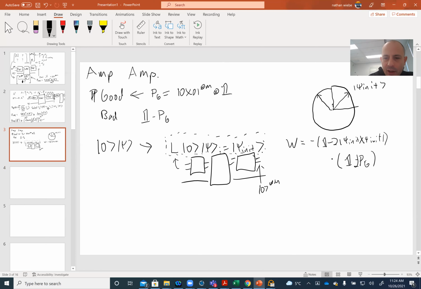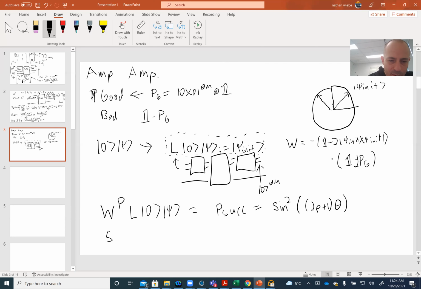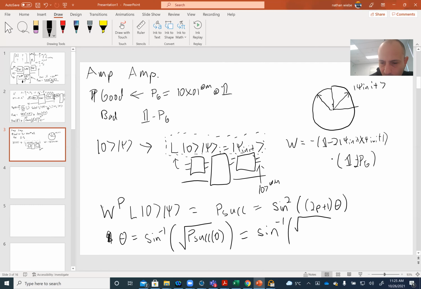Now, if we applied this walk operator, W to the P, to the state L 0 psi, then recall that our probability of success after P iterations is going to be sine squared of (2P plus 1) theta, where theta here is defined to be the arcsine of the square root of the probability of success at 0, which of course in our context is the arcsine of the square root of the expectation value of psi A dagger A psi divided by alpha squared.